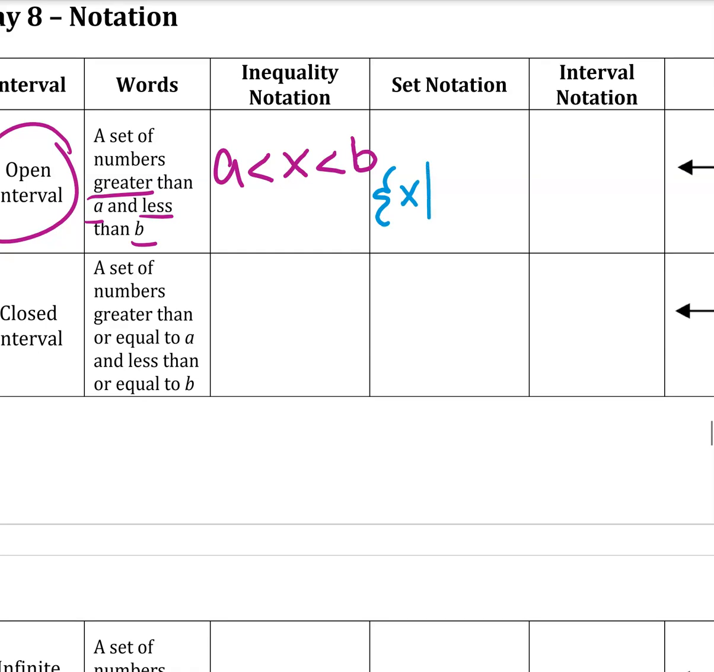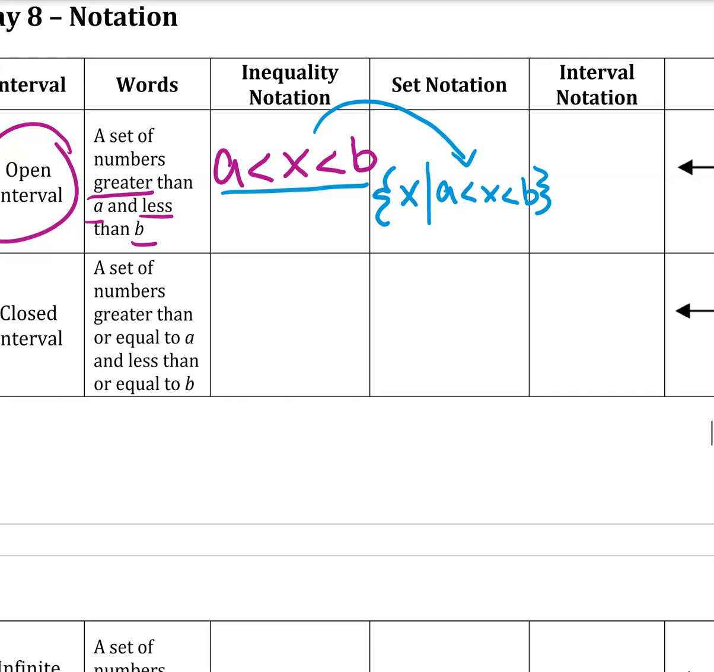And then we're going to put this line, and this line means such that. All you do after the such that is put your inequality right in there: such that A is less than X and X is less than B, which is pretty much what happened over here where it said greater than A. X is bigger than A, but X is smaller than B. Again, this one's kind of funky. We don't use it a whole lot.